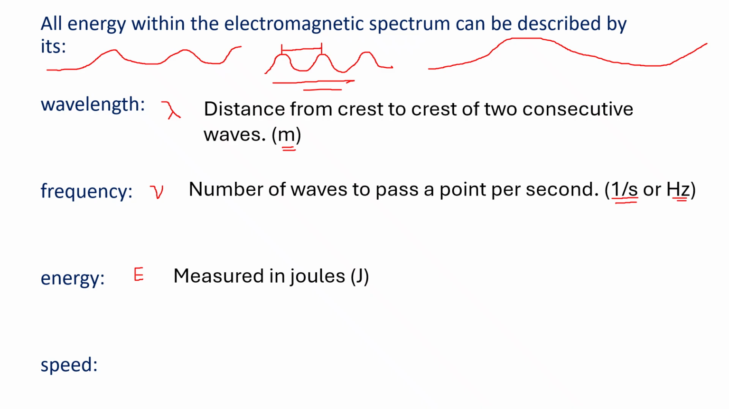And then finally we have speed. Now the interesting thing about speed is that all radiation, visible light, radio waves, microwaves, X-rays, they all travel at the same speed. The symbol is c, and the value is this number, 3 times 10 to the 8th meters per second. So very, very fast.